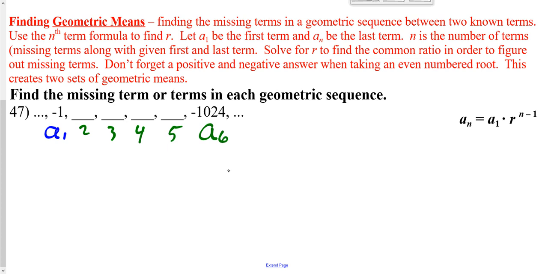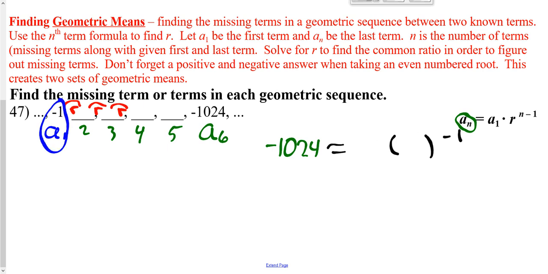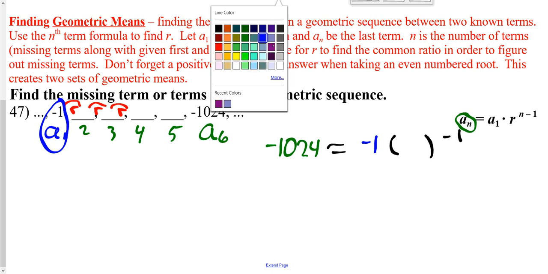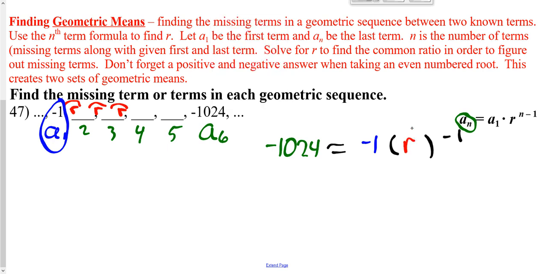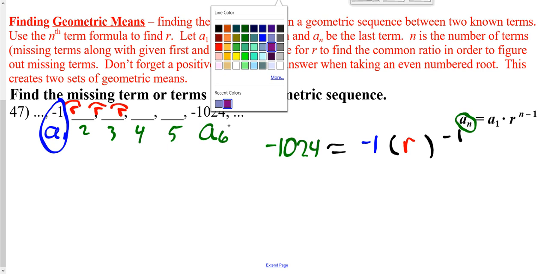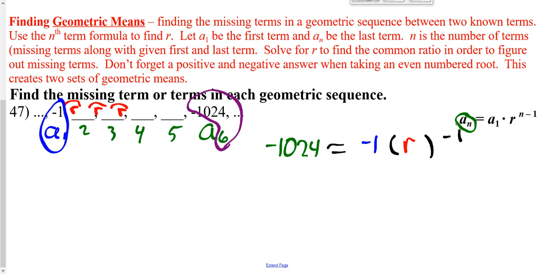Now, we know our first term, we know our sixth term, but we don't know what we're multiplying by. We know we're multiplying by r. So we can use our formula over here, plugging in everything that we know to help us find what we are looking for. We're going to plug in our last term, which is that negative 1024. We're going to plug in our first term, which we know right here, of negative 1. We don't know what r is. That's what we're multiplying by. But we do know that for this last term, it's our sixth term, so we're going to plug that in for n.